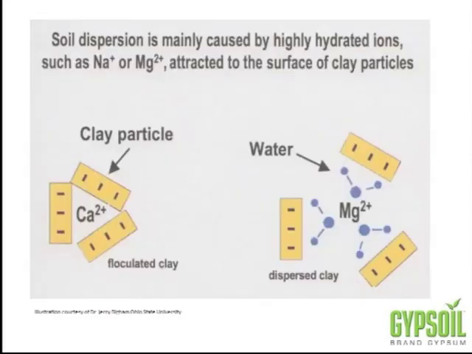Here's kind of a picture of it. This was done by Dr. Jerry Bigham from Ohio State University, and it talks about soil dispersion being mainly caused by highly hydrated ions, such as sodium and magnesium, being attracted to the surface of the clay particles. This shows a good picture of that, the flocculated clay versus the dispersed clay, and how we can create the soil properties that we want to have happen.